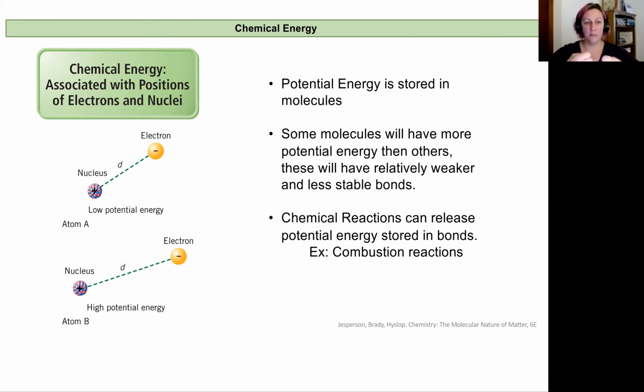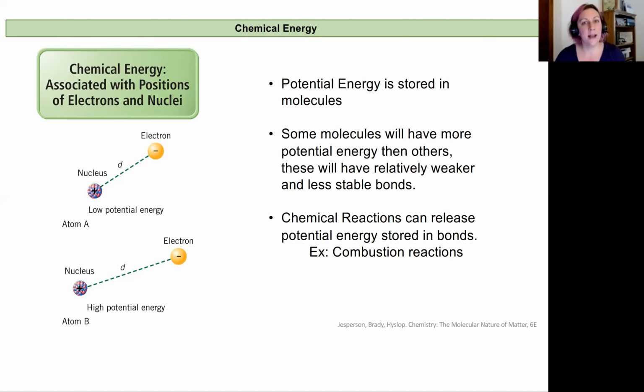Kind of like it takes more energy, right, for you to pull apart two magnets. And so when you have them further apart, but they're pulling on one another, that's your higher potential energy situation. And when they're closer together, it's lower potential energy. And so we'll see that our molecules have different amounts of potential energy than others.